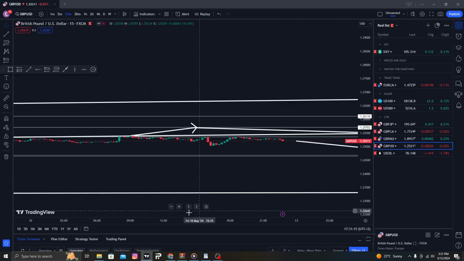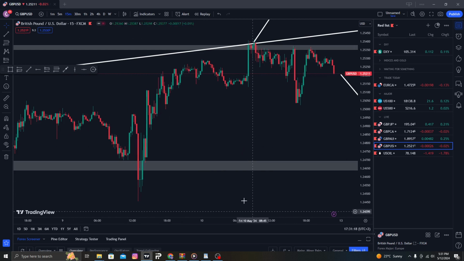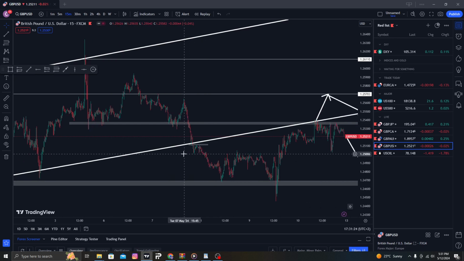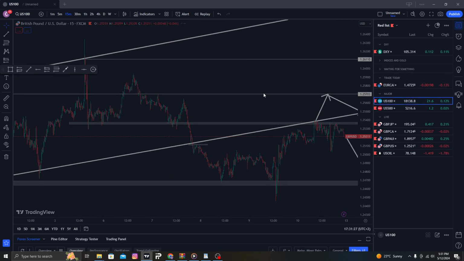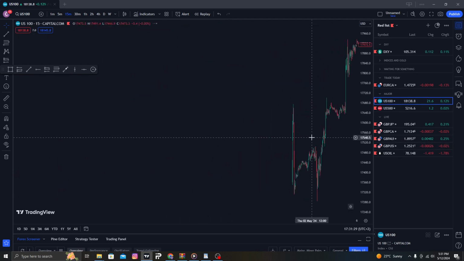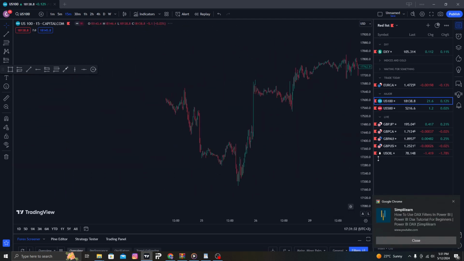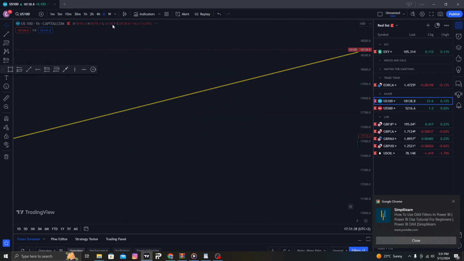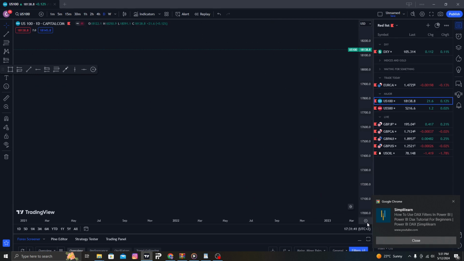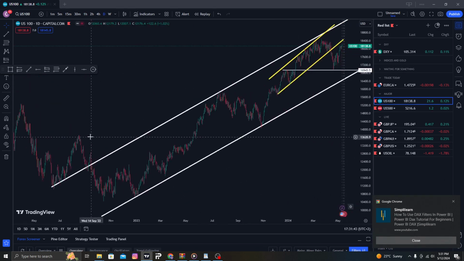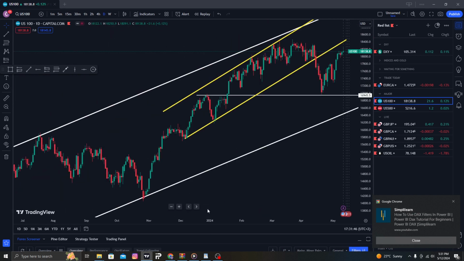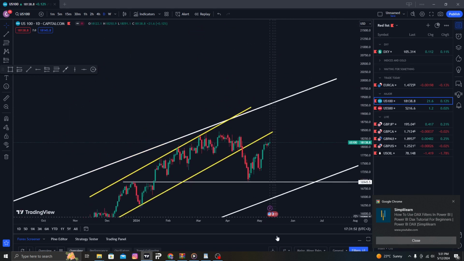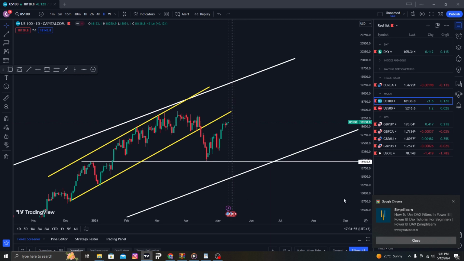Because we are clouded by FOMO, we are clouded by a lot of things. But the market always does the same thing. You see, price broke here and price sold. If you go to our Nasdaq, same thing happened. Give me a minute, guys. If you go to our Nasdaq, same thing happened here. Price broke and sold.